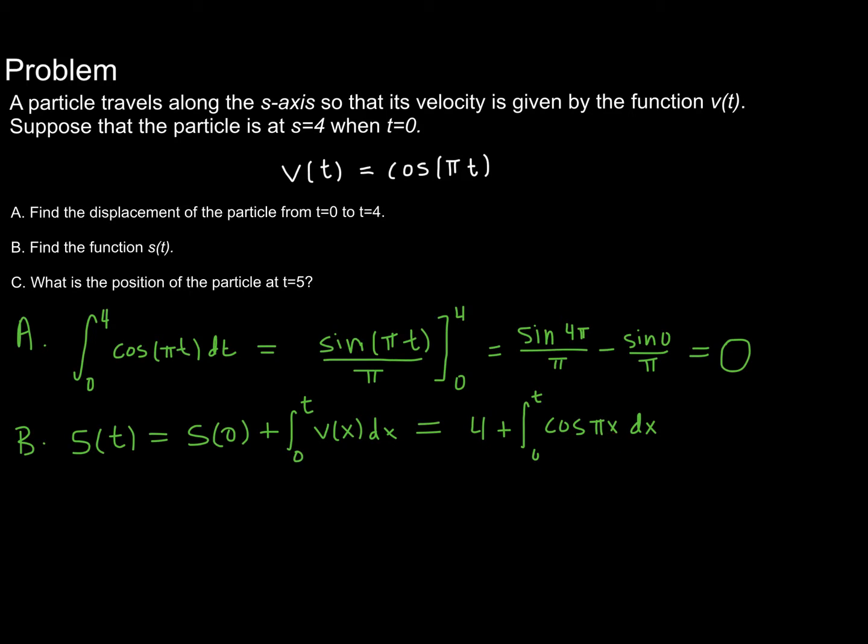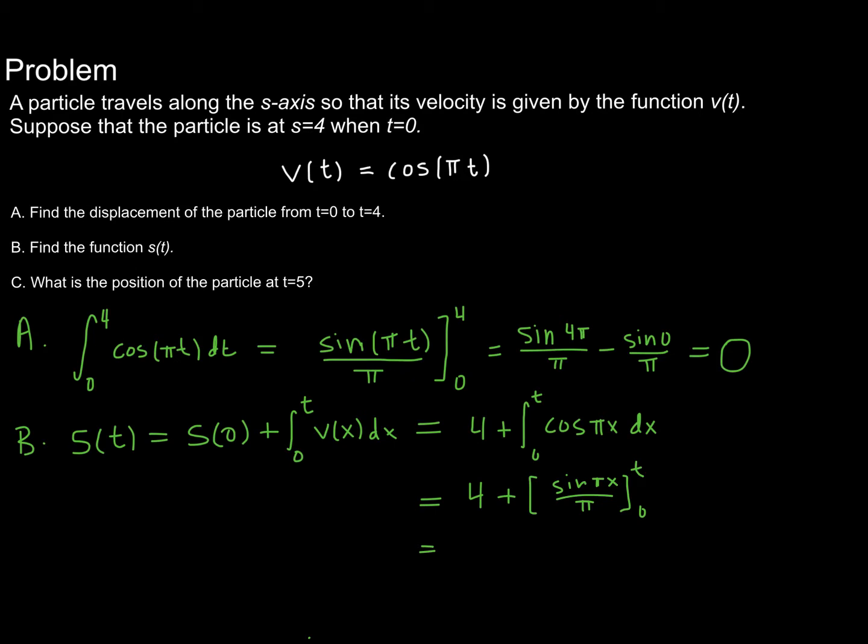Well, I can find the antiderivative, I just did that, and I can evaluate it at t and at 0. And that will give me a much easier to work with expression, at least without a calculator or a computer. So let's go ahead and evaluate that now. It's going to be 4 plus, and here I'm going to evaluate my integral, so I'll use this closed bracket. So I'll have the antiderivative, which is sine of pi x over pi, evaluated at t and at 0, and then the difference between the two.